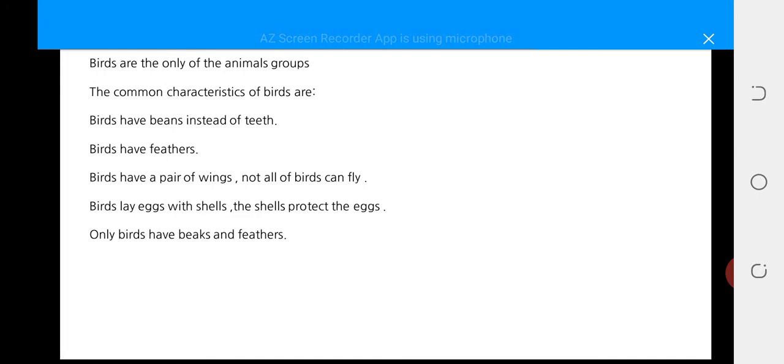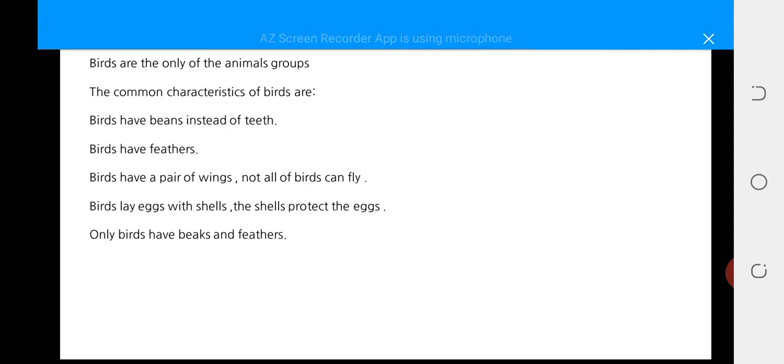Feature number one: birds have beaks instead of teeth, which help them to eat. Birds have feathers, these colorful, beautiful feathers. Birds have a pair of wings that help them to fly, but not all birds can fly. Birds lay eggs with shells, and this shell protects the egg. Only birds have beaks and feathers.